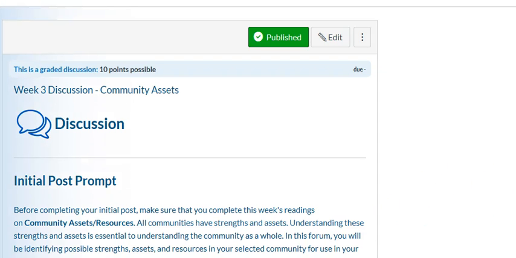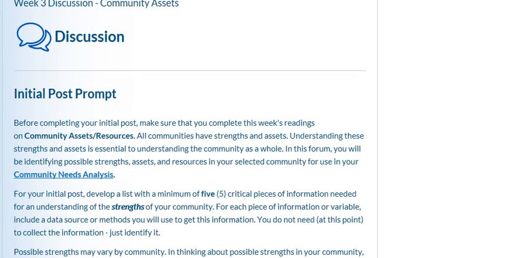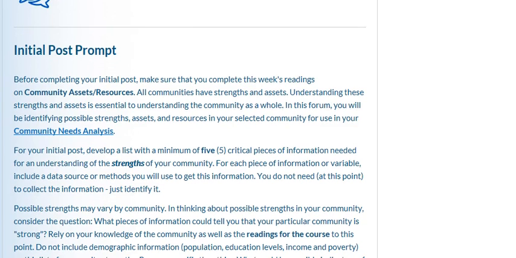You also have an additional discussion post on community assets. So again, before completing your initial post, make sure that you complete this week's readings on community assets and resources. All communities have strengths, and all communities have assets. Sometimes we get caught up in looking at what's wrong, but we also need to be mindful of what's positive in a community.